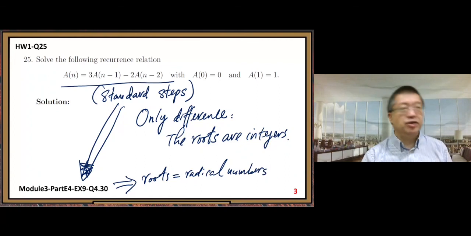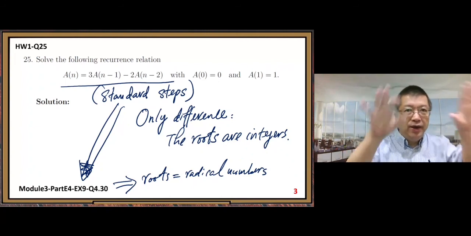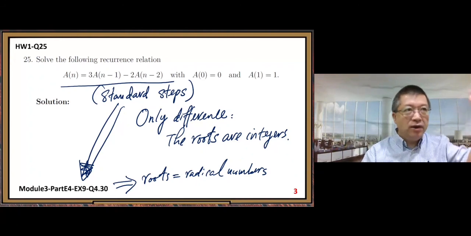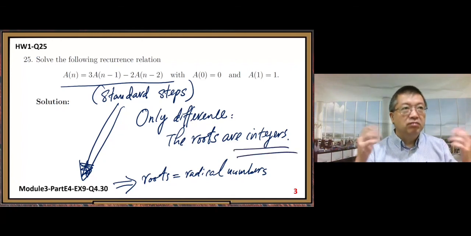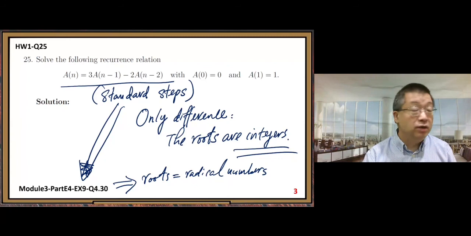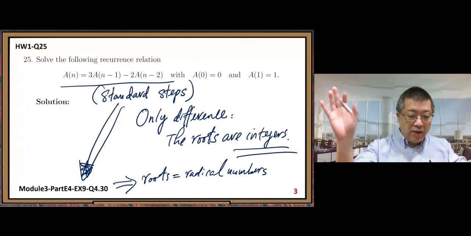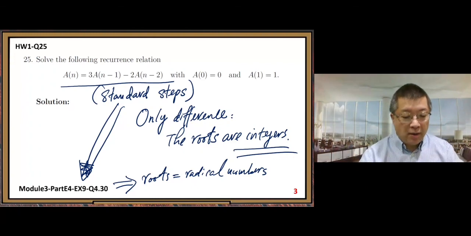So that's the only difference. But the way we handle these numbers is exactly the same. Don't worry, no matter radical numbers or integers, we use the same way to do the standard steps. And actually, for the integer case, the computation is simpler because you only deal with integers and do not need to deal with radical numbers. All right. So let me complete all the hints.